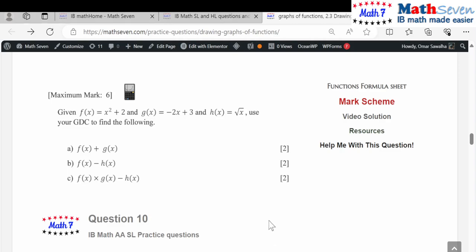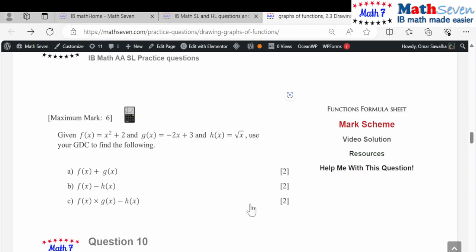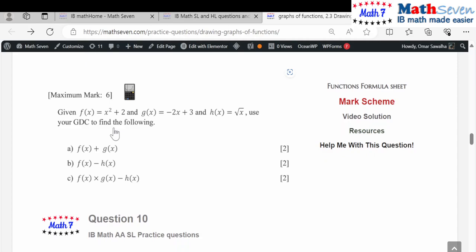Students, for question number 9, you have been given h of x, x squared plus 2, g of x linear, and h of x radical. Use your calculator. So this is a graphing calculator question, and it's not going to be solved without using a graphing calculator.